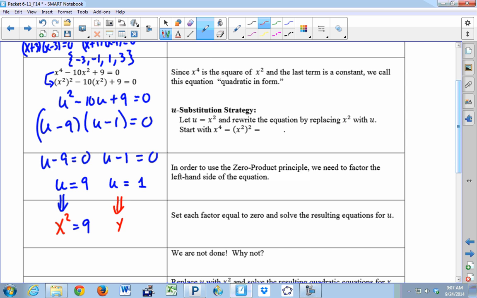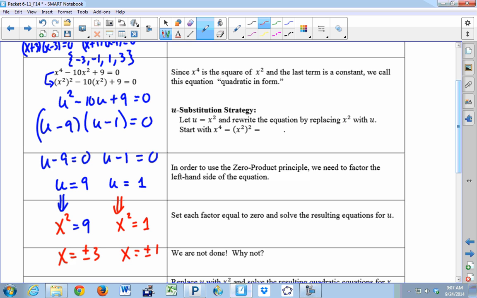Replace this with x squared. And now you can factor this by subtracting 9 and 1 from both sides, or you can try to remember the square root property, which tells you have two answers when you take the square root of both sides. Okay. So this u substitution is not necessary.